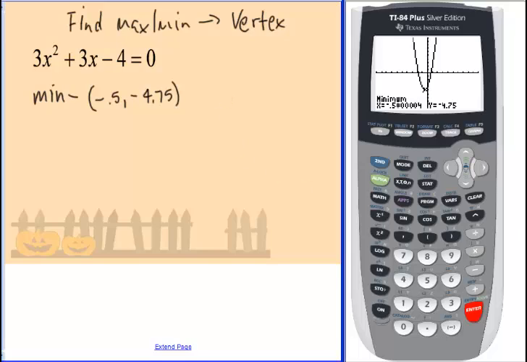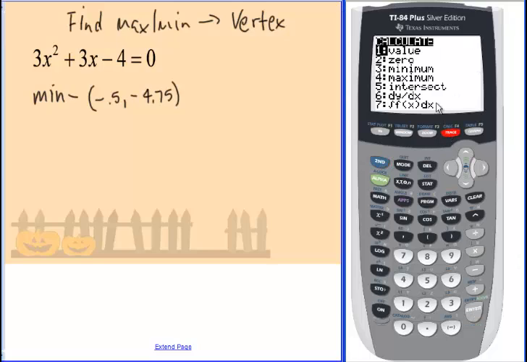And if we were trying to find a maximum value, if we had a parabola that opened down and we needed a maximum value, it's also in that same place. Hit the second key and hit trace, and one of the options in there is our maximum value. So you can find both things with the exact same steps.